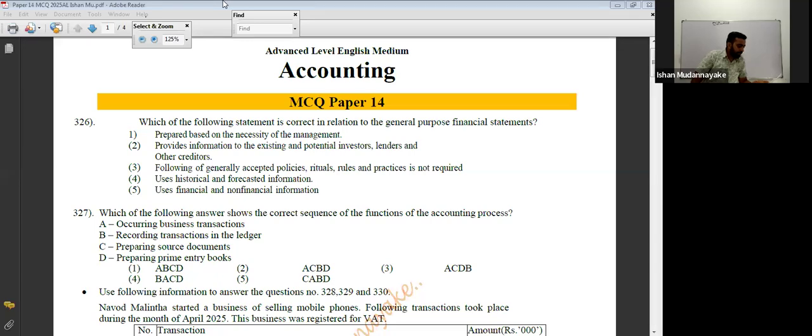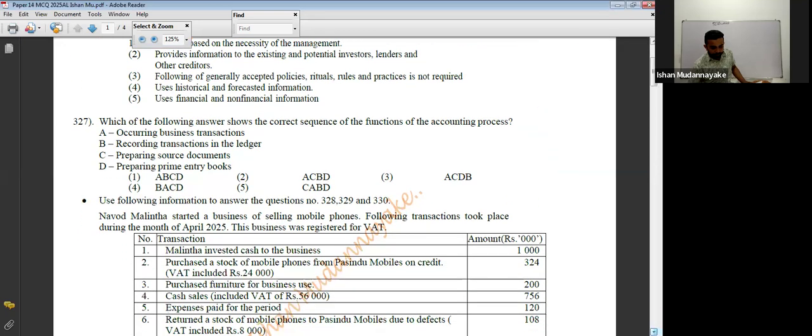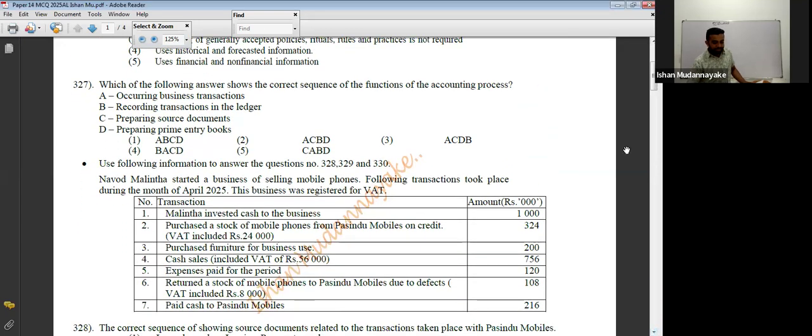Which statement is correct in relation to general purpose financial statements? Yes, second one. The second one is the answer: provide information to existing and potential investors, lenders, and other creditors. Second one is the answer. Right, 326 was the answer.